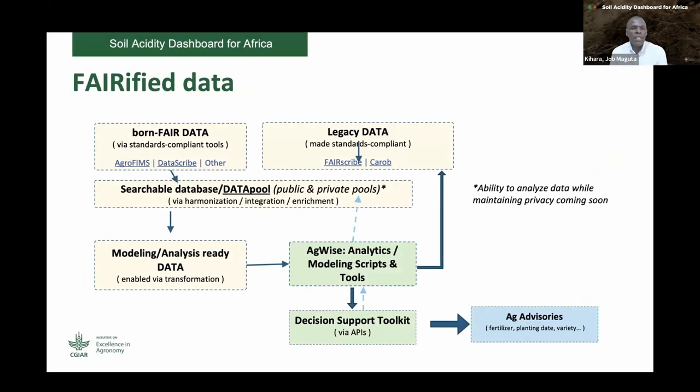Now, the first aspect is really bringing the data together. And we have generated a framework or a concept that we are applying. First of all, there are tools that the Excellence in Agronomy has developed that are enabling the creation of FAIR data. Whether that data is in legacy form today or it's new data being collected, there are tools that are enabling the generation of FAIR data. That data is being put together into a data pool to enable analytics, and what I'm calling here the AgWise analytics modeling, that is a framework that the Excellence in Agronomy has developed to facilitate generation of recommendations. Those recommendations will then be provided as agro advisories.